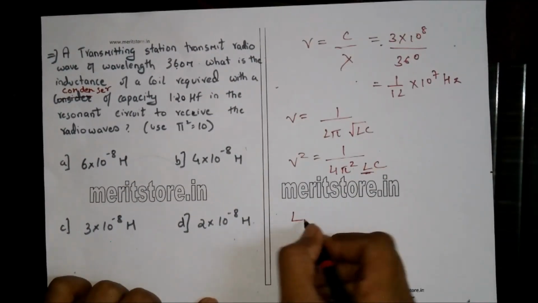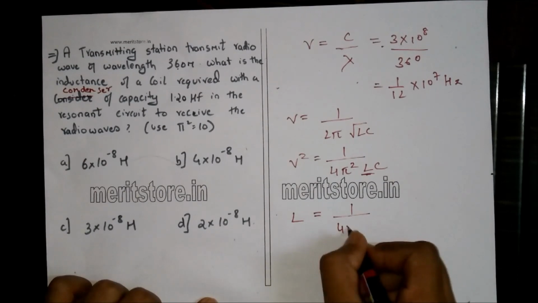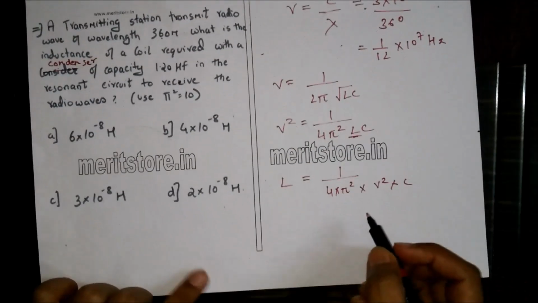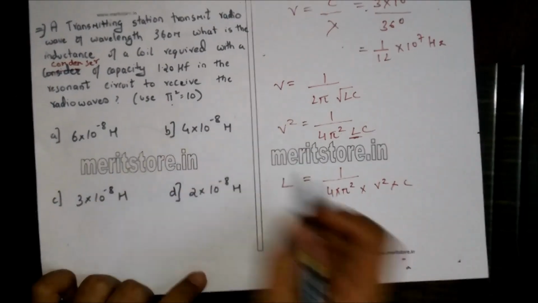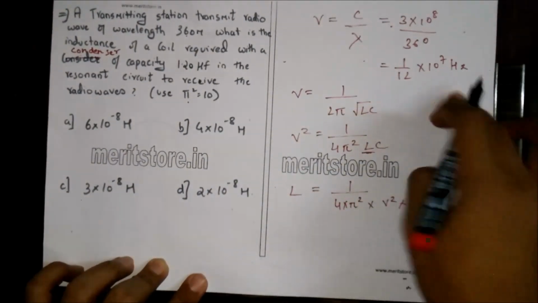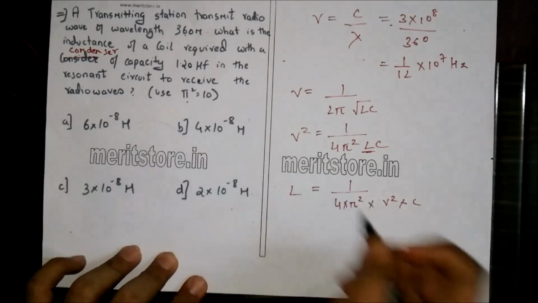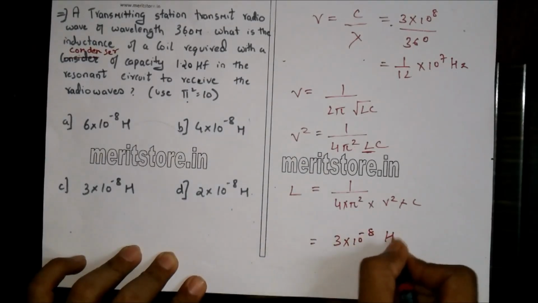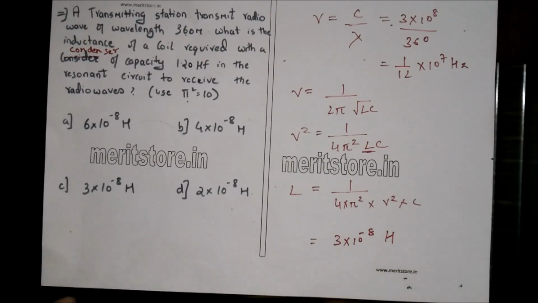So transferring L to the other side, we get 1 upon 4 into pi square into nu square into C. Substituting the value of pi square, which is 10 given here, nu square, which is here 1.12, and C, which is given as 1.20, we get the answer as 3 into 10 raised to minus 8 Hz. So the correct option is option C.